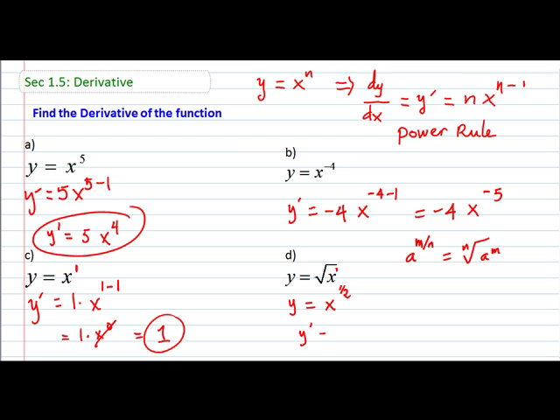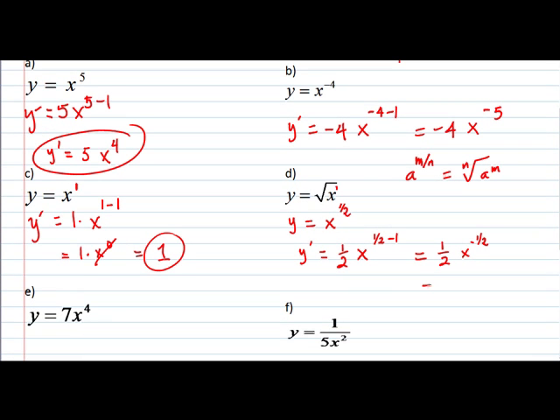Therefore, y prime. Now we can find y prime because I have something to a power. I'll bring 1/2 down, x to the 1/2 minus 1, which equals 1/2 times x to the minus 1/2. Then we can always simplify this more by putting it in the bottom. Now the power becomes positive, or we can rewrite it as 1 over 2 times the square root of x. Either way, the answers are the same.